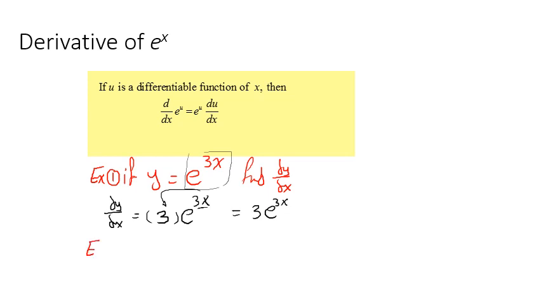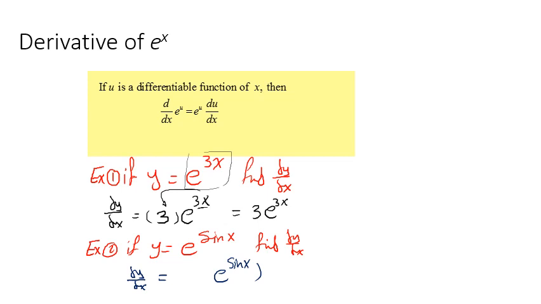Another example. If y is equal to e to the power of sine x, find dy by dx. So for dy by dx, I'm going to put down the exponential function and multiply by the derivative of the power with respect to x, which is cosine x. So the answer is cosine x, e to the power of sine x.